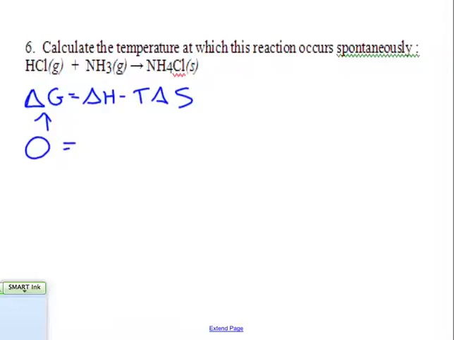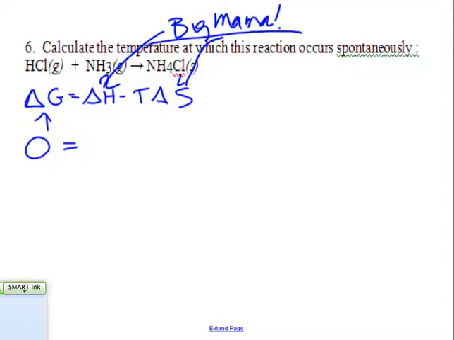So currently they are using Big Mama to solve for delta H and delta S. The values have been taken from a thermo table. I'm under the assumption that they know how to do Big Mama because we did it in thermochemistry. All right, holler out a delta H when you get one. We'll verify it. And I want it in joules.